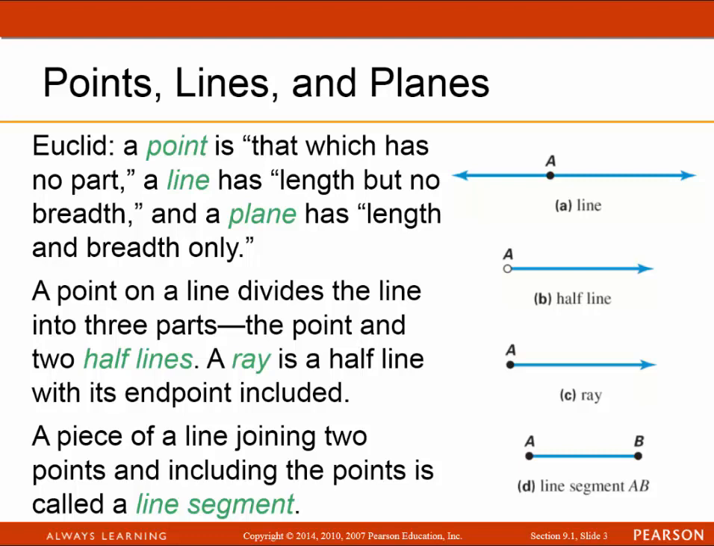Now a point on a line divides the line into three parts: the point and the two half lines. Here we can see a line in diagram A, and then diagram B is a half line, and then diagram C is a ray, and a ray is a half line with an endpoint included. Now the last diagram, diagram D, is a piece of line joining 2 points, and including the points is called a line segment.